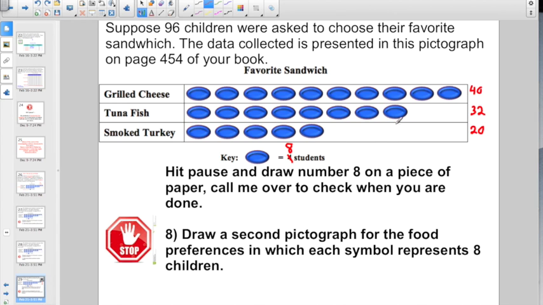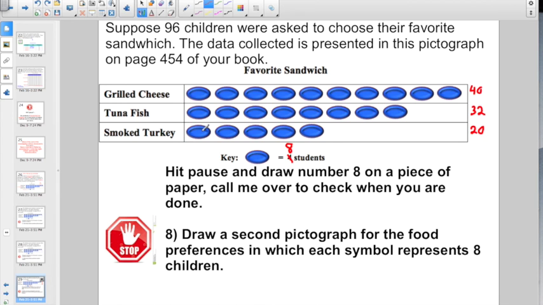They want each icon to represent 8 students. And 40 divides into 8 evenly. You would need only 5 icons to do that, right? For 32, that divides evenly by 8. You'd only need 4 icons to represent that. But smoked turkey is a little bit trickier. 20 does not divide evenly by 8.